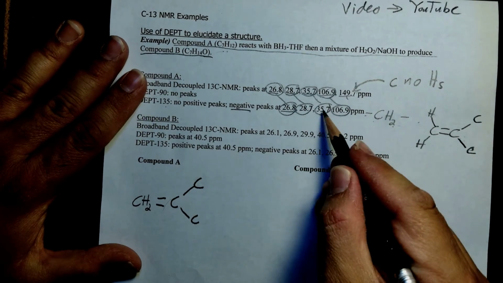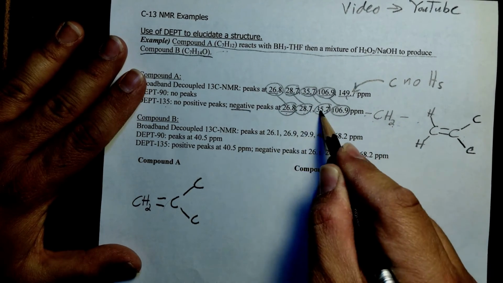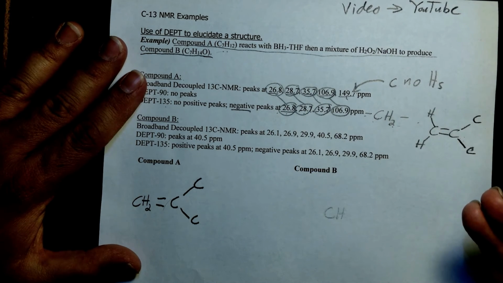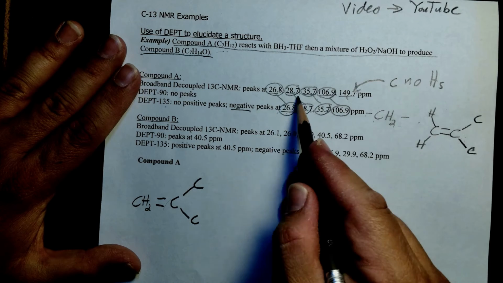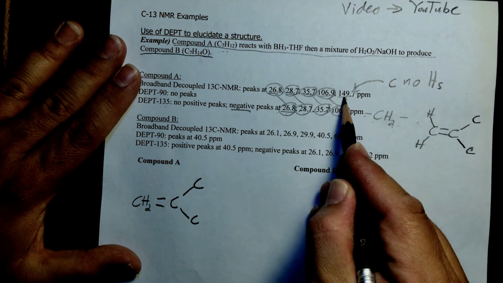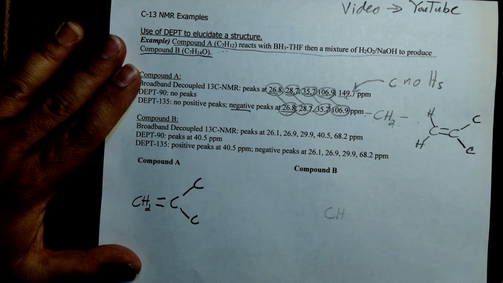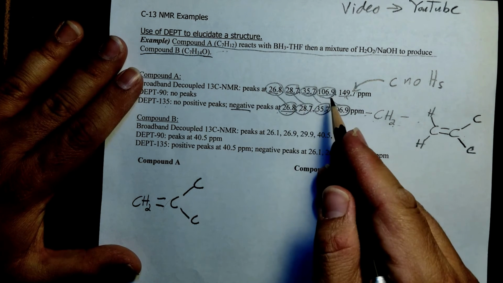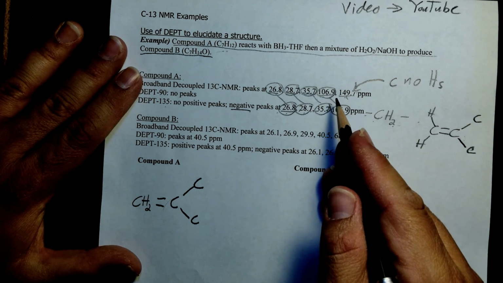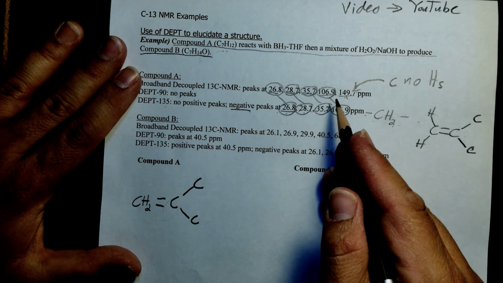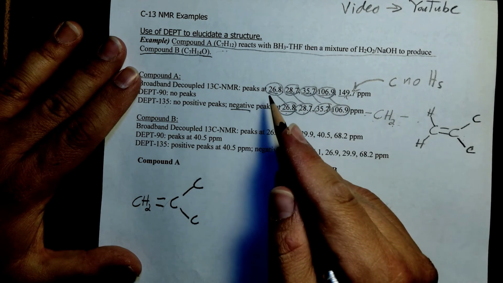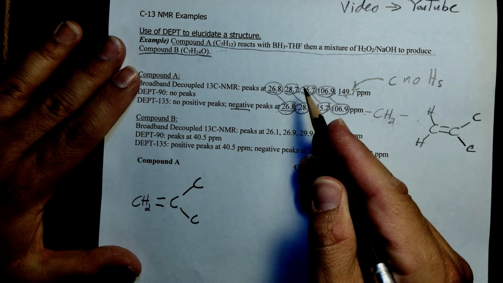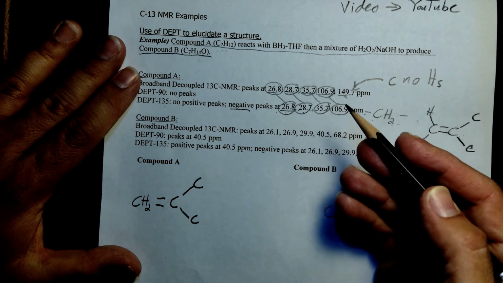And then what do we have? We have three other signals, and only three signals. Remember, that's another clue that you get from C13. How many total signals do we have? We have 1, 2, 3, 4, 5. We only have 5. We're missing 2. There's got to be some symmetry. Either one of these peaks represents 3 carbons, or there's 2 peaks that represent 2 carbons, and then a third peak that just represents 1.